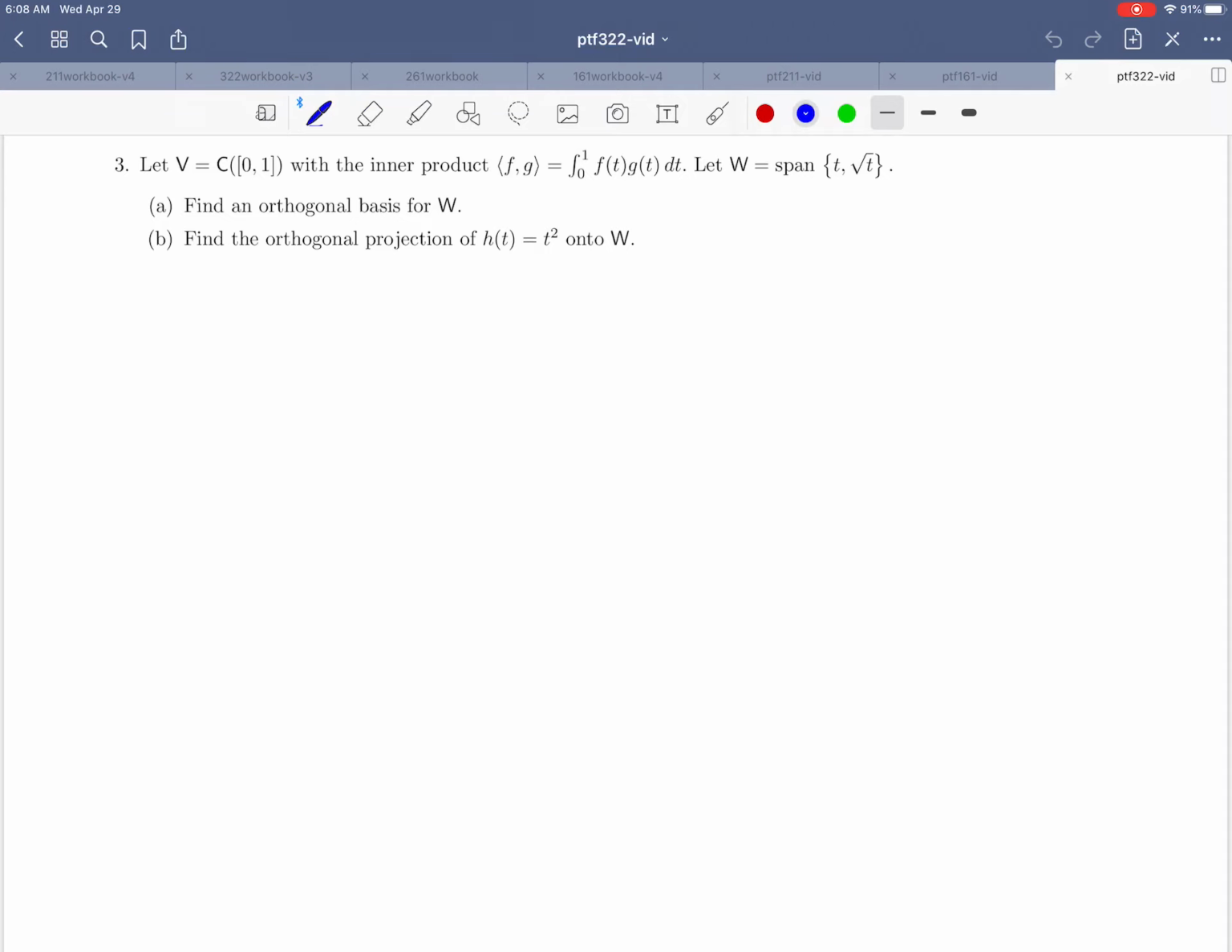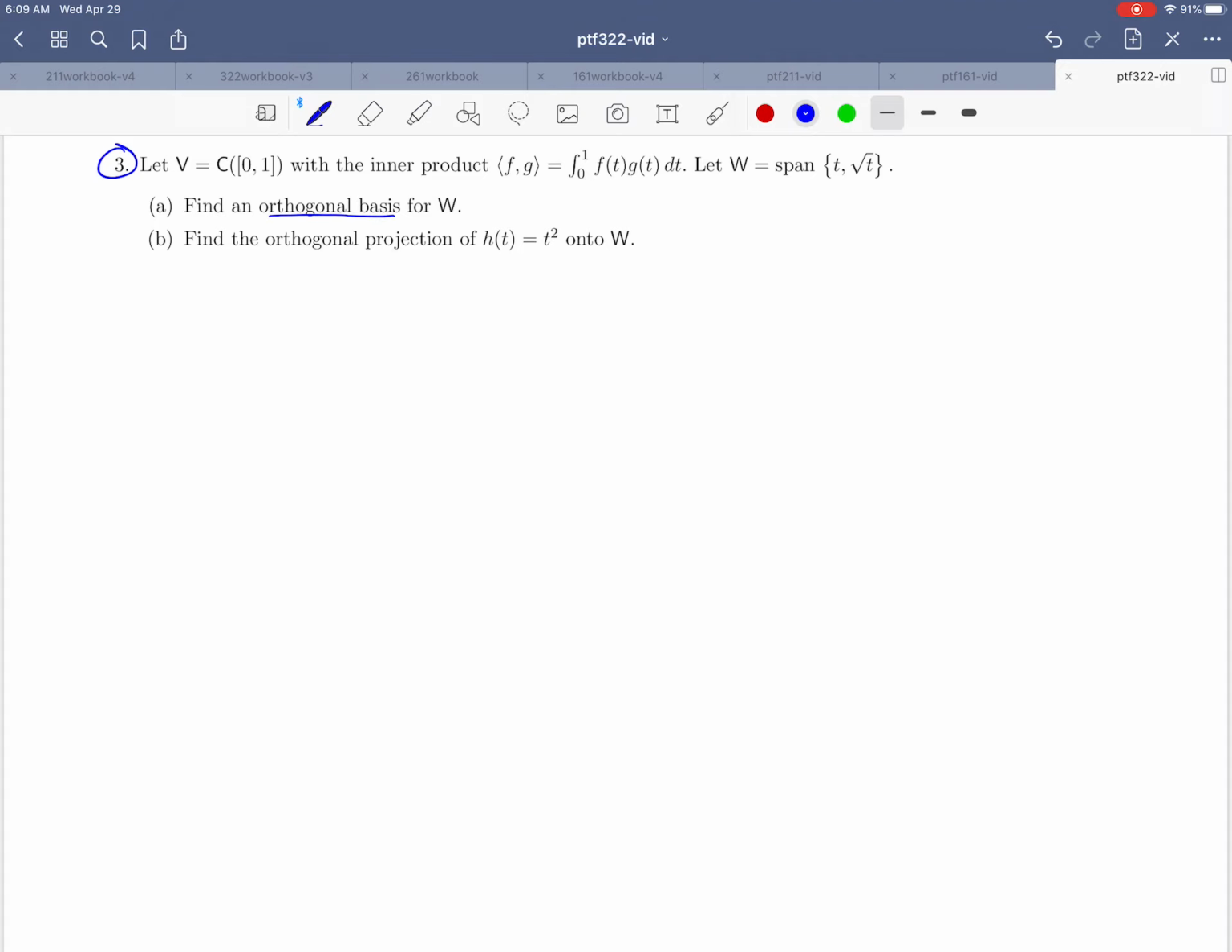Hi everybody, and welcome to exercise 3 on our list of final exam review problems. In this question, we're going to be finding the orthogonal projection of a polynomial onto a subspace of polynomials. This problem comes to us in two parts. The first step is always to find an orthogonal basis for whatever space we want to project onto. And then once we have that, we can find the projection.